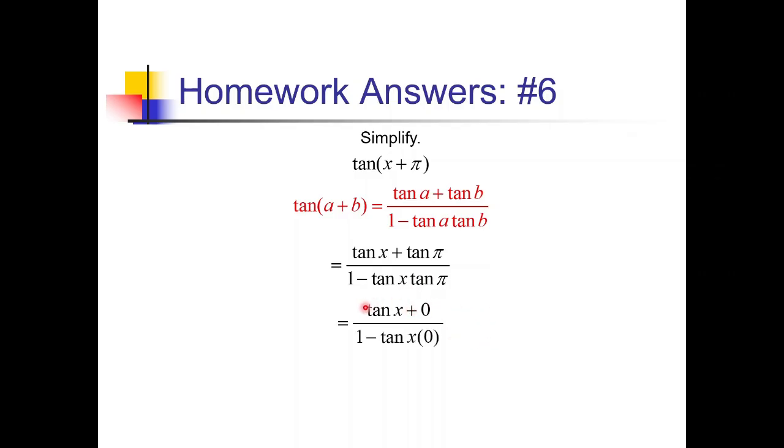So tan of x plus 0 is just tan of x. This term down here is just 0, so we have 1 minus 0, so just 1. Tan of x divided by 1 is just tan of x.